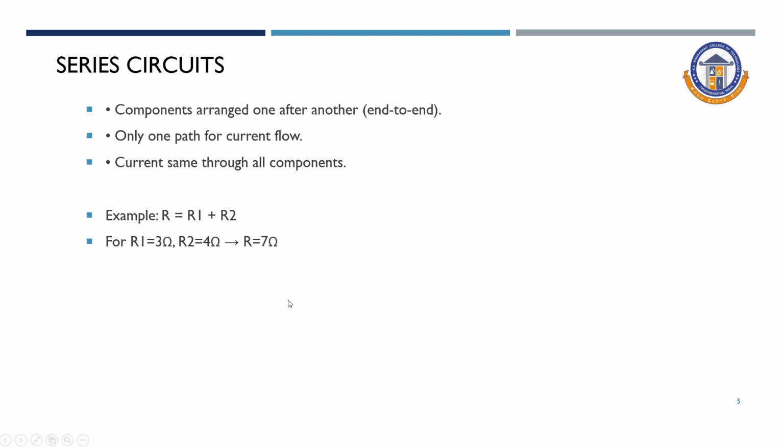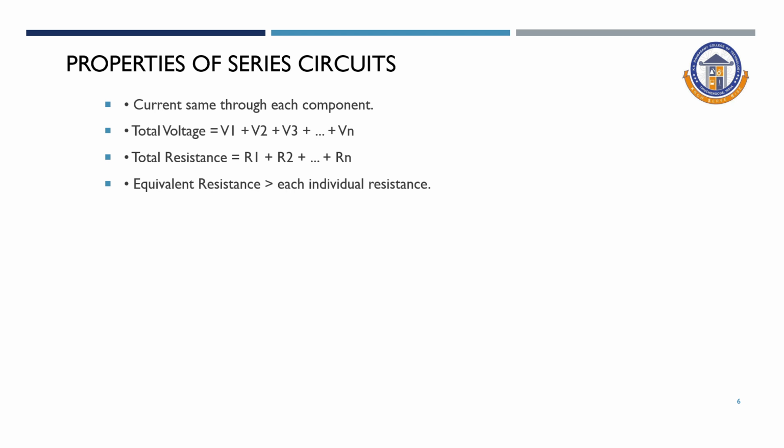For example, if I have two resistors R1 and R2 connected end to end, that gives the total resistance R. For example, if R1 is 3 ohm and R2 is 4 ohm, connected end to end, that is called a series connection. There is no other additional path for the flow of current. This type of arrangement is called a series connection, and the resultant resistance is the summation of the two resistor values, that is 7 ohm.